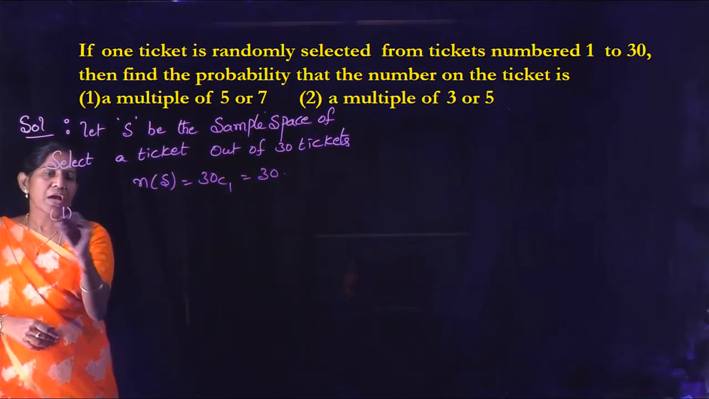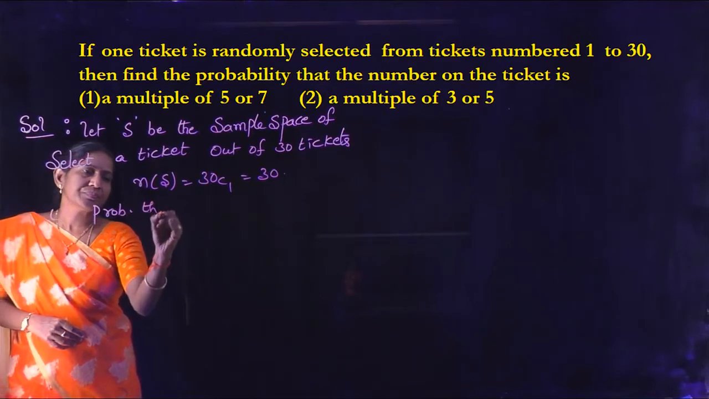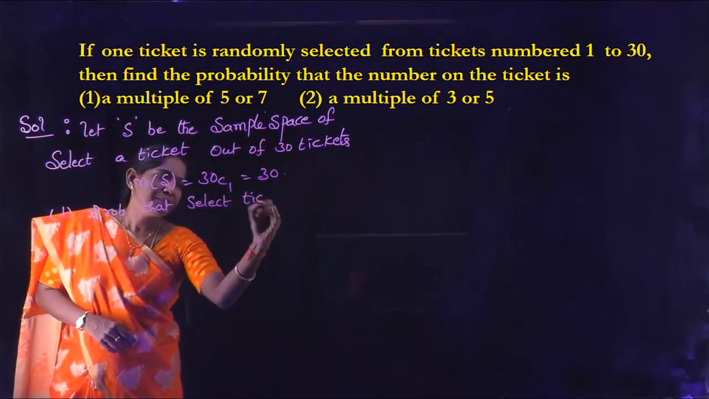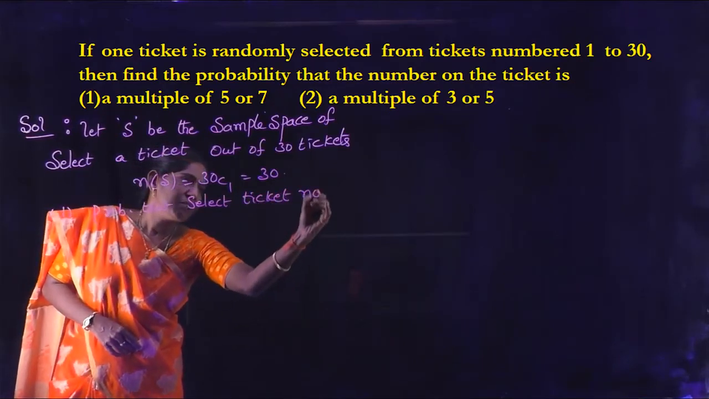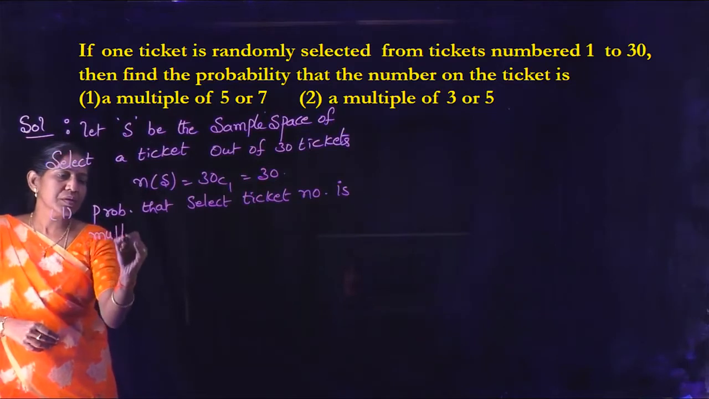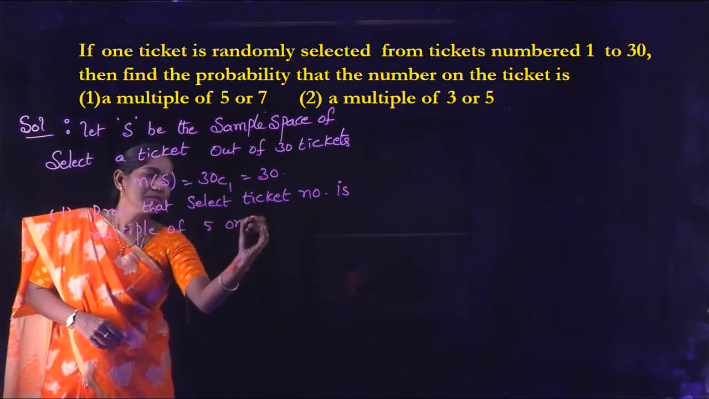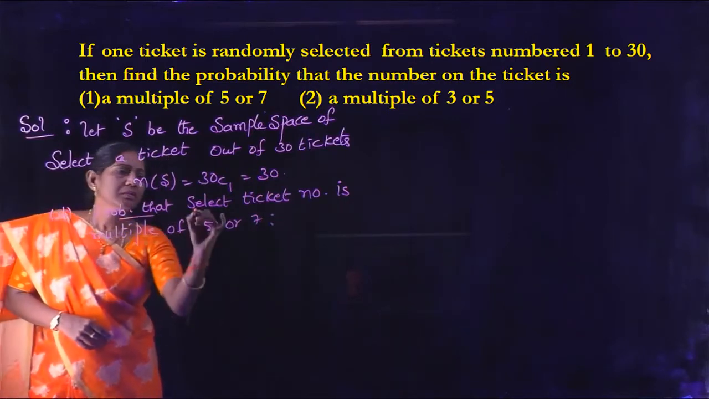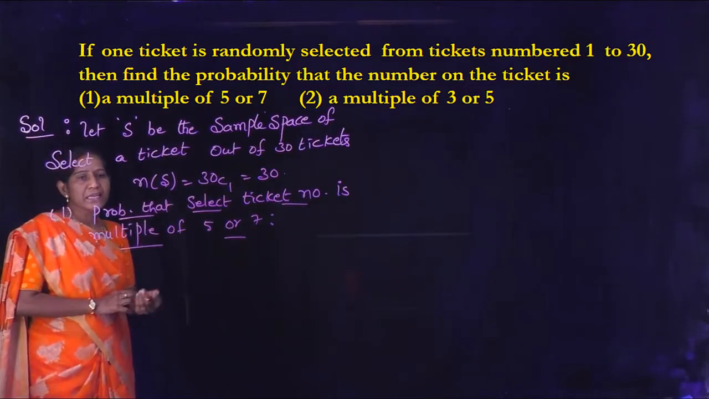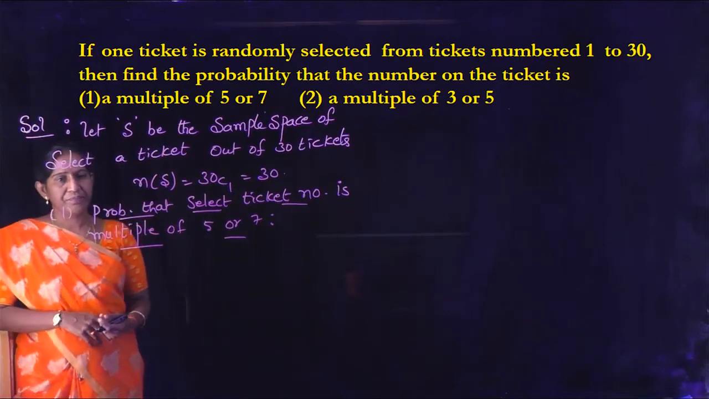First one, we have to find the probability that the selected ticket number is a multiple of 5 or 7. This one we have to find now. Probability that the selected ticket number is a multiple of 5 or 7.